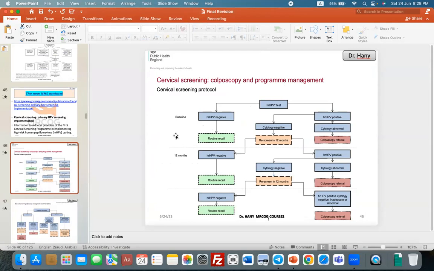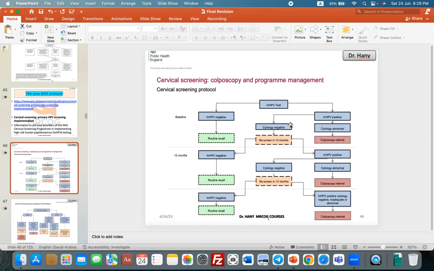It is before 50 years. After 50, it's 5 years. Who is doing the cervical screening program? Actually, the GP. The GP is applying this. If he has abnormal human papillomavirus, he will take a cytology. Cytology came abnormal, at that time he will refer to colposcopy.